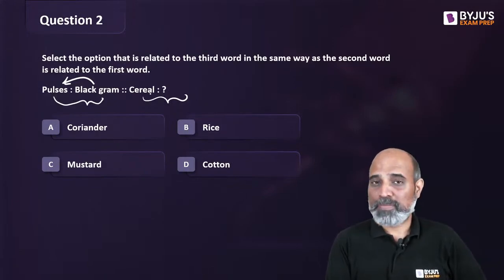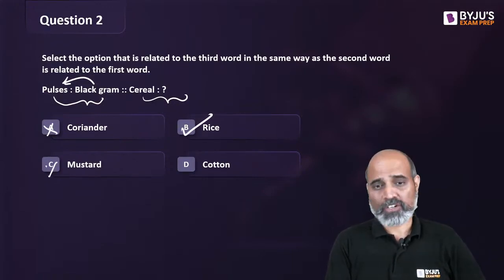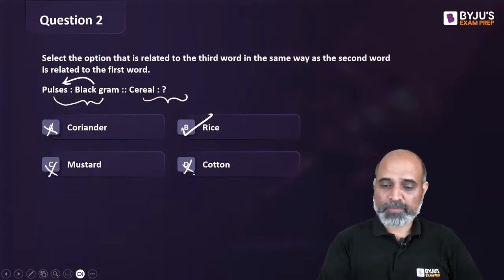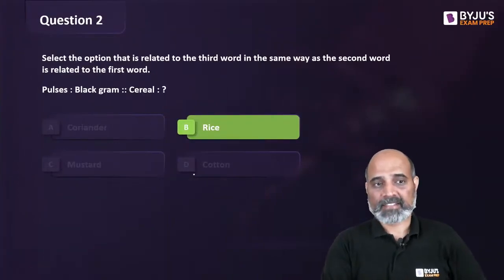So coriander should be a cereal. It is not. Rice is a cereal. Mustard is not a cereal. Cotton is not a cereal, right? So rice is going to be the answer. Okay, rice is the answer.